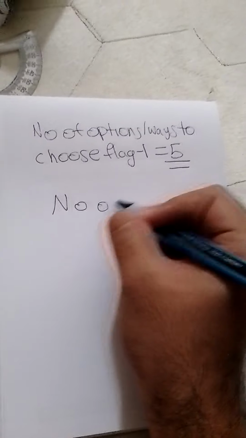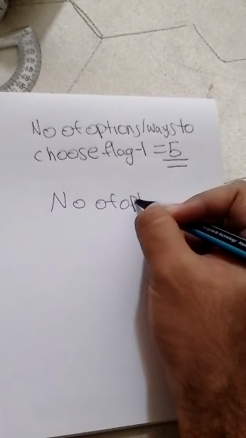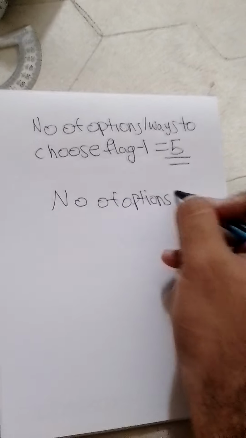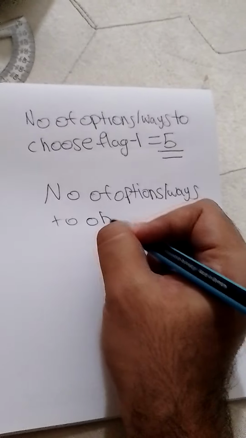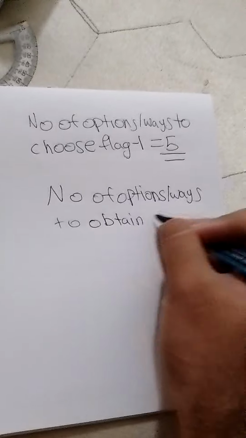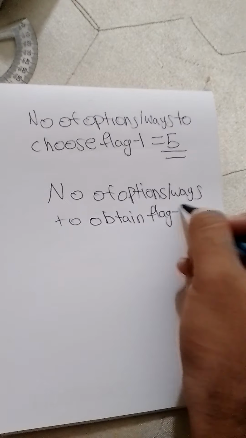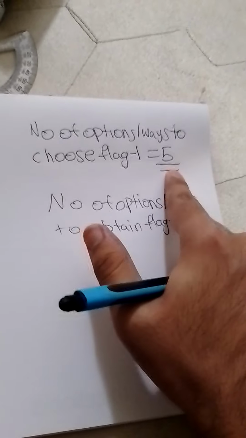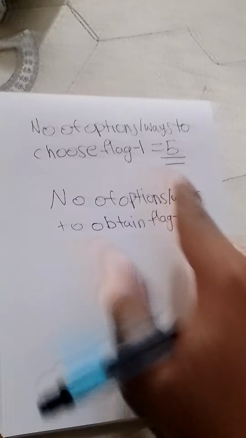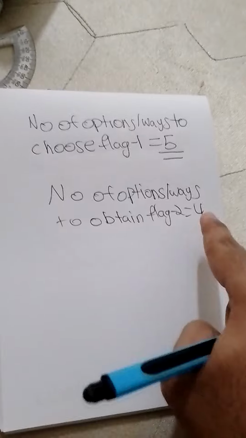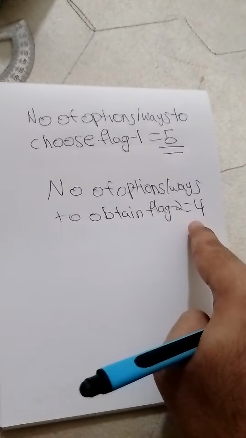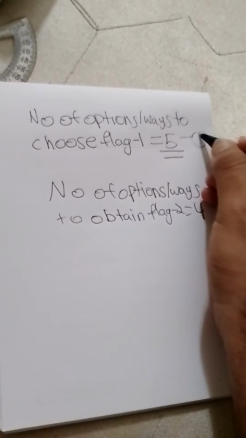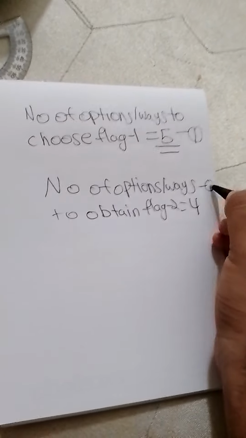Number of options or ways to obtain flag 2 is equal to 4. So one of these 5 flags has been used up for the position of flag 1. So we have remaining 4 options. So that means we have 4 different options to obtain a flag for the position of flag 2. So these are 2 steps. Let's name this step 1 and let's name this step 2.